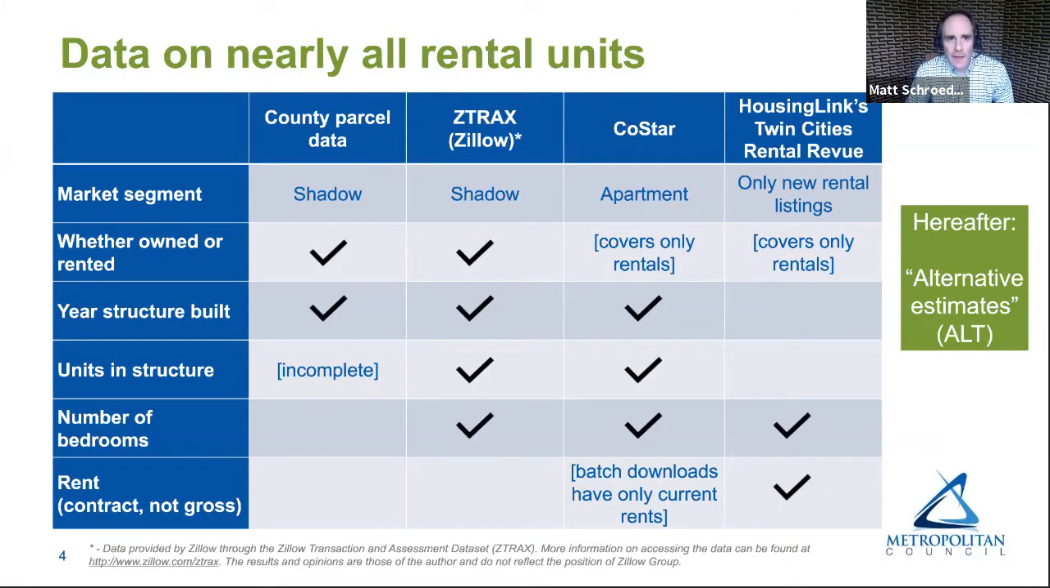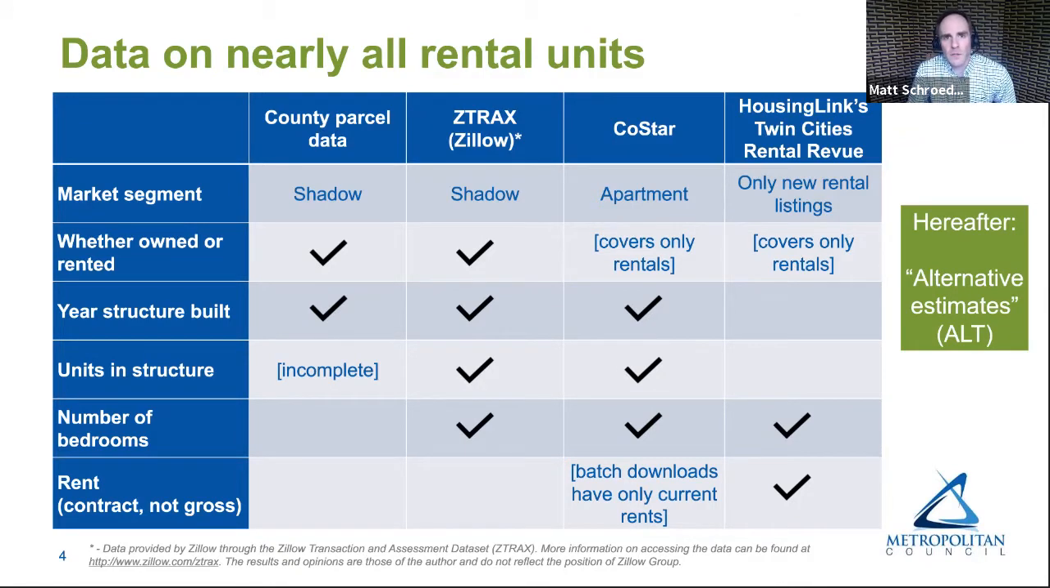So these alternative estimates, I'll just say a bit about those first. These were developed using data from nearly all rental units, not including manufactured homes, not including other housing units that don't always show up in these sources, but as complete, I think, as was readily available. So for the shadow market, really drawing mostly on county parcel data, as well as data from Tracts, which is Zillow's extract that they make available to researchers. So that has a lot of data on building characteristics, tenure, the year the structure was built, the number of units that are in the building, but doesn't have information on rents, obviously.